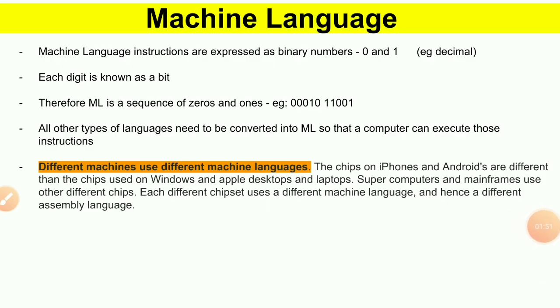So just as in the decimal form you have 10 digits, in binary form you have 2 digits. Okay, now each digit is known as a bit. So here I've shown an example of a binary instruction, 000010110001. This is just a sample of how a binary instruction might look. Okay, so this is exactly what the computer needs to understand what you are trying to ask it to do.